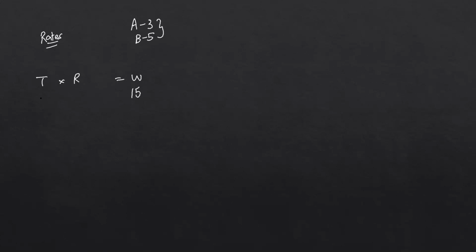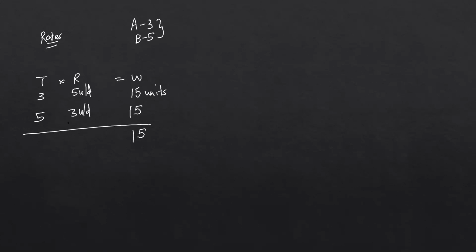And again, fill up all the information that you have. So A can do the job in 3 days, B can do the job in 5 days. Let's say the total job is of 15. We want to know how much time will they take together to finish the job. Now, if A can do a job in 3 days and the job is of 15 units, that means A will do 5 units per day. B will do 3 units per day.